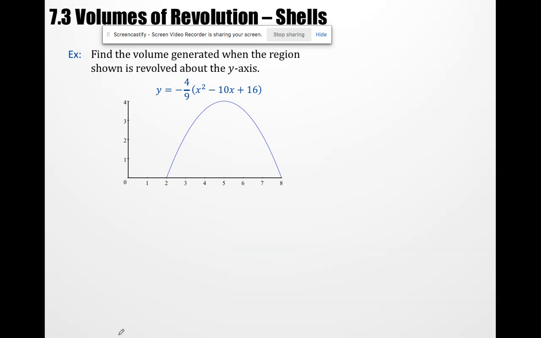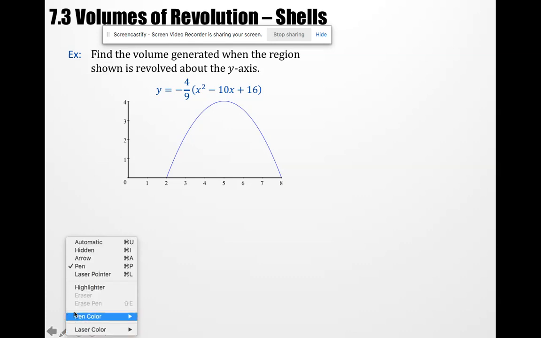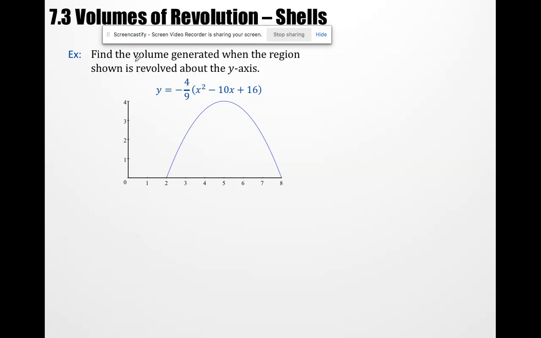So here's example 1, and you have a handout so you don't have to copy all this down. Find the volume when the region given is revolved around the y-axis. So there's my axis of rotation.